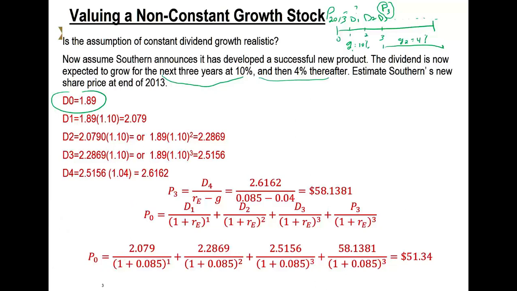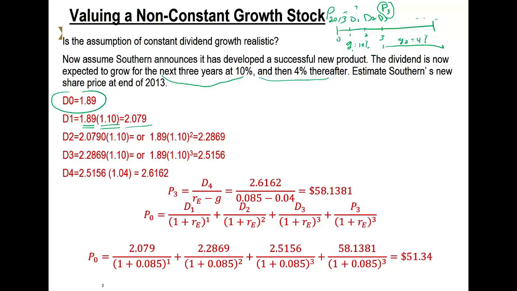So we start with D sub 0, $1.89. What is D sub 1? Well, during the first 3 years, dividends grow at 10%. So D sub 1 is D sub 0 multiplied by 1 plus the growth rate. 1 plus 0.10 is 1.10. That gives me $2.079. The dividend in year 2 can also be obtained in the same way.